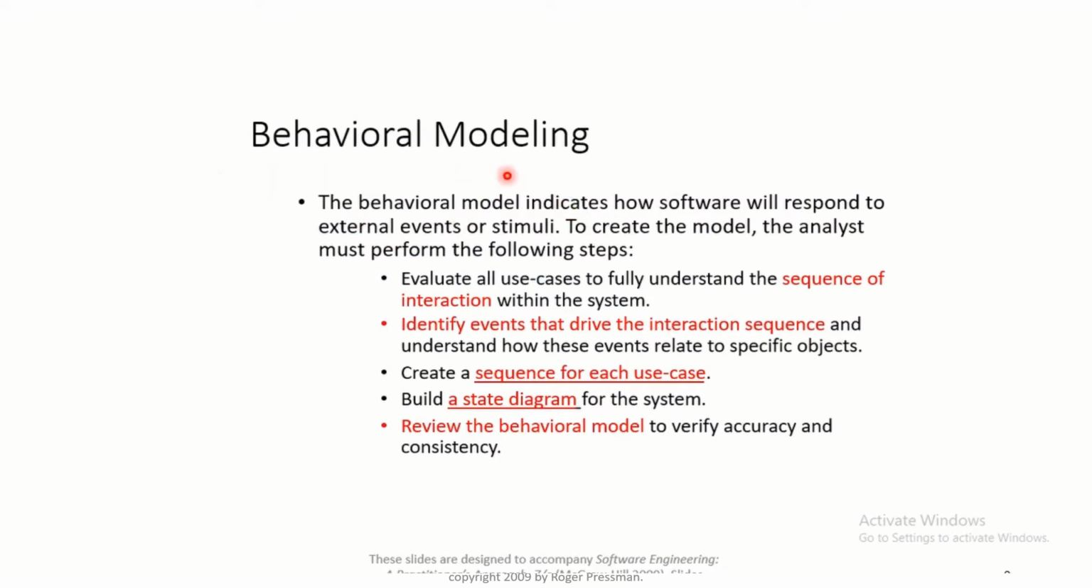Behavioral modeling. So far, if we visualize, we have just covered the static aspects of the system. We have dealt with the classes and their interactions or associations, plus we have dealt with object-oriented concepts like inheritance, composition, aggregation. These all play the static role in the requirement models.